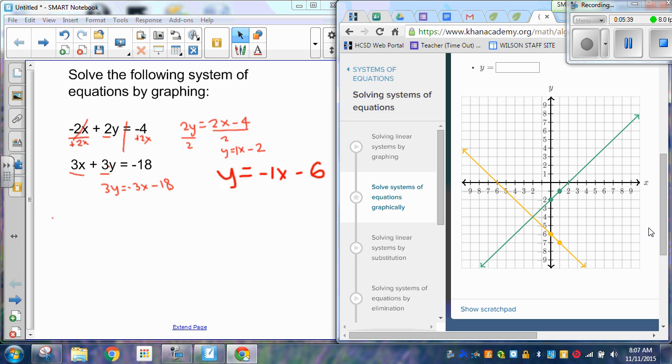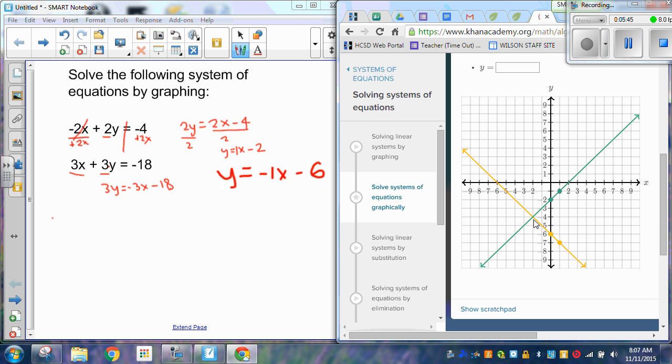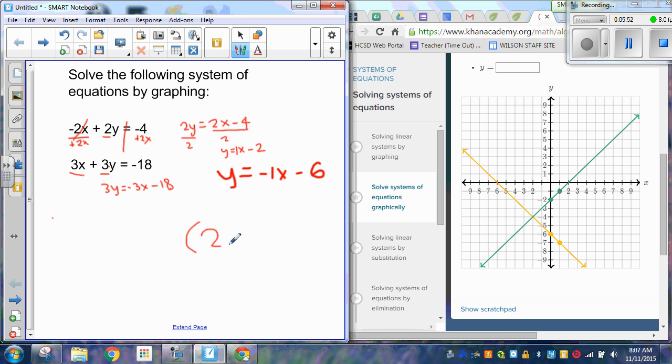So if I look at my graph now, what is the ordered pair of the intersection? What's the solution to this? If you look at it, I think it's pretty obvious to see that right here is the solution, and that's 2, negative 4. So the answer to the system of equations is 2, negative 4. And that's it. Good job if you figured that out. You're going to have to do that on your own.